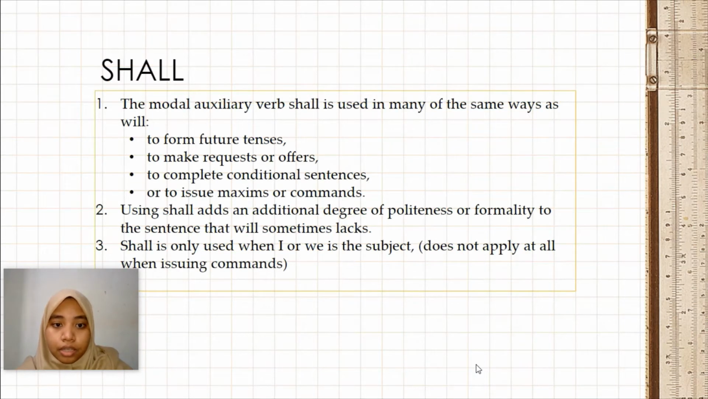The modal verb shall is used in many of the same ways as will: to form future tenses, to make requests or offers, to complete conditional sentences, or to issue maxims or comments. Using shall adds an additional degree of politeness or formality to the sentence that will sometimes lacks. And last, shall is only used when I or we is the subject. Let's take a look.